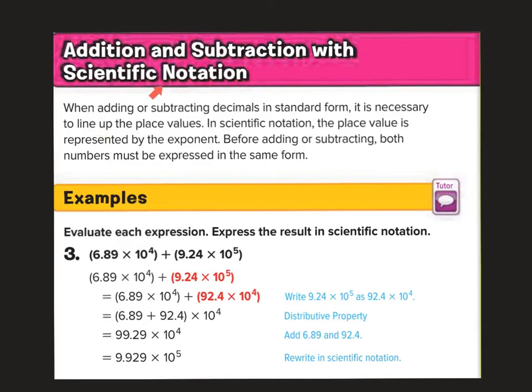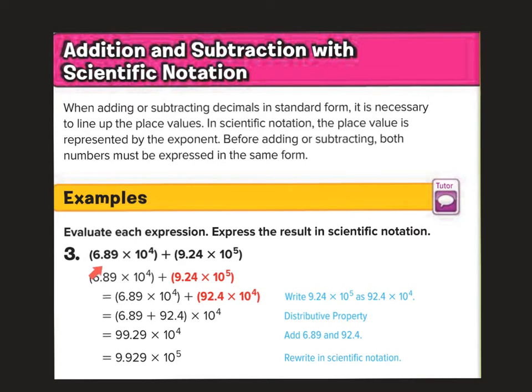Now let's move on to addition and subtraction with scientific notation. When adding or subtracting decimals in standard form, it is necessary to line up the place values. In scientific notation, the place value is represented by the exponent. Before adding or subtracting, both numbers must be expressed in the same form. So for 3, we need to evaluate each expression and express the result in scientific notation.